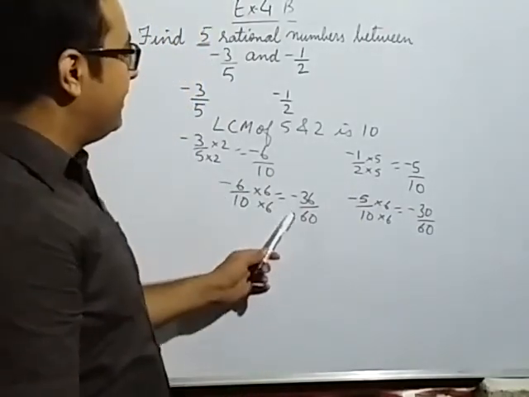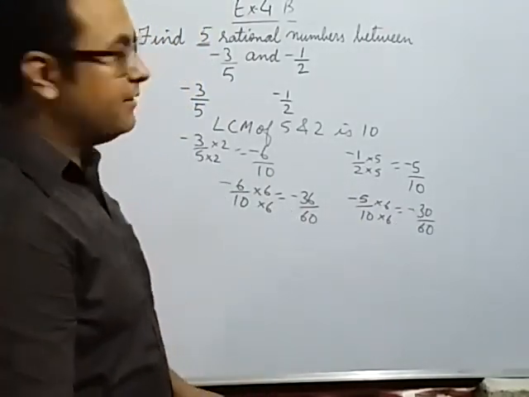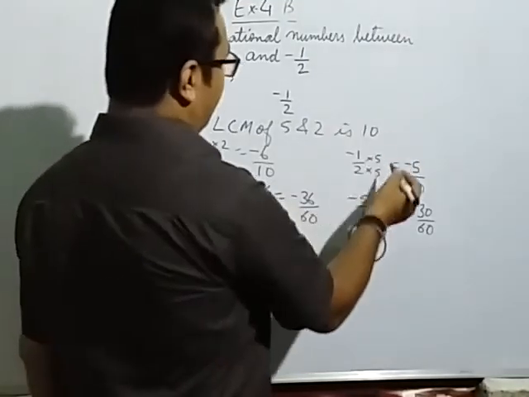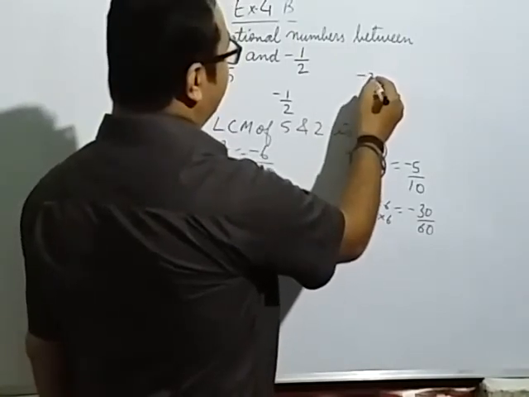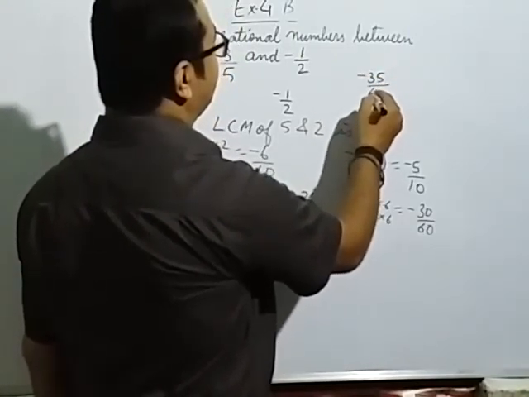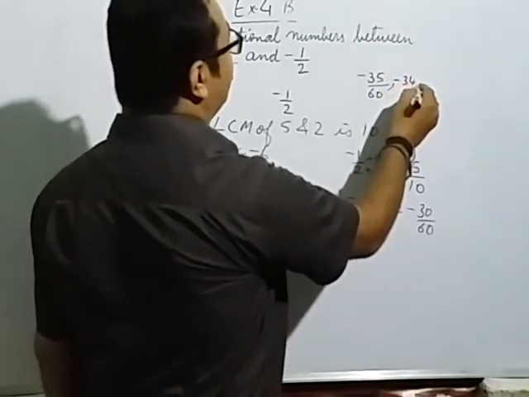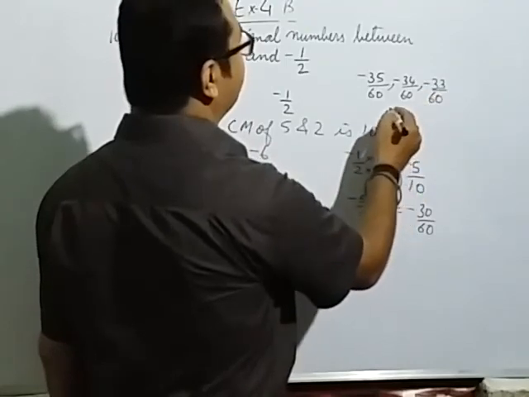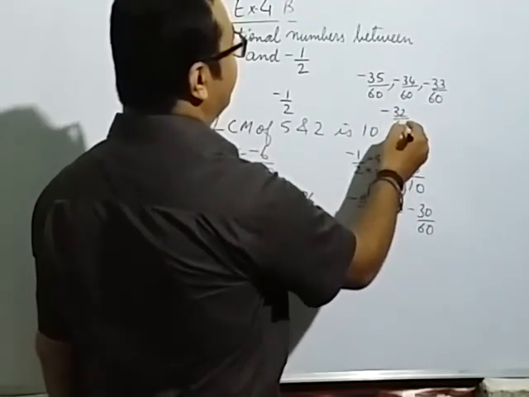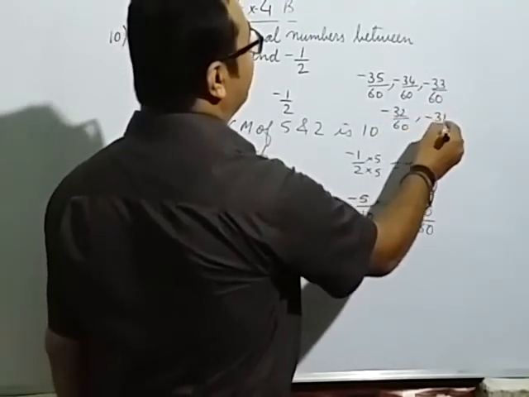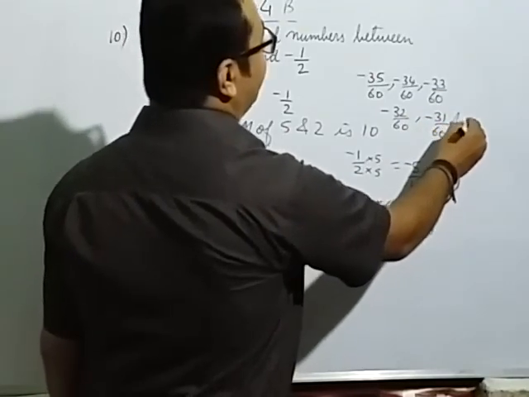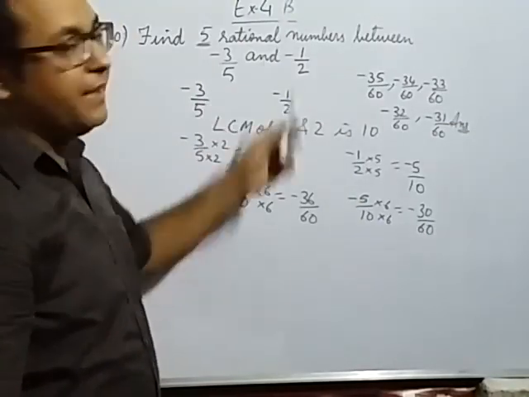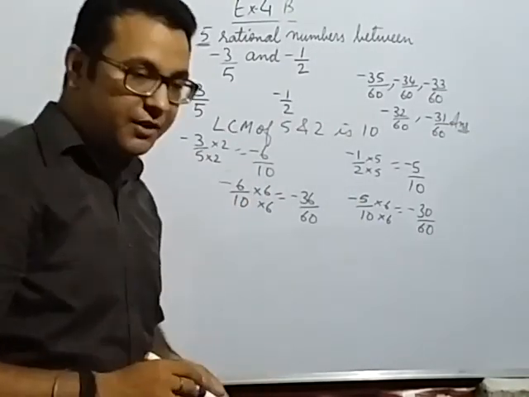Now we can write 5 rational numbers between minus 36 upon 60 and minus 30 upon 60. 5 rational numbers will be, writing it here, minus 35 upon 60, minus 34 upon 60, minus 33 upon 60, minus 32 upon 60 and minus 31 upon 60. These will be the 5 rational numbers between minus 3 upon 5 and minus 1 upon 2.